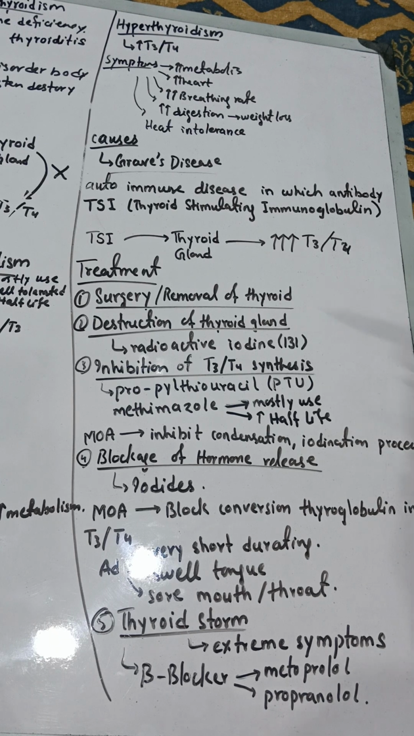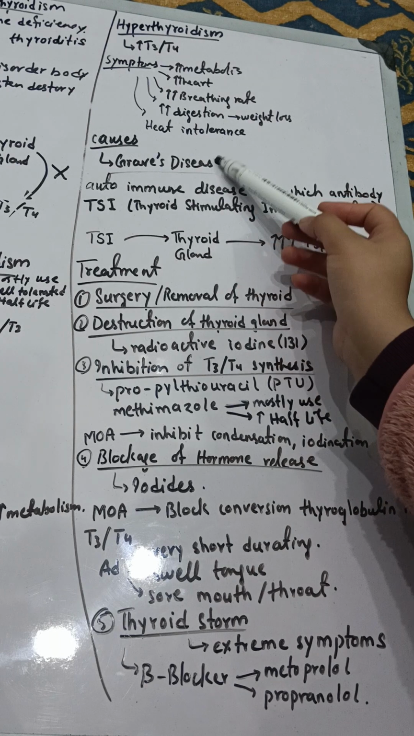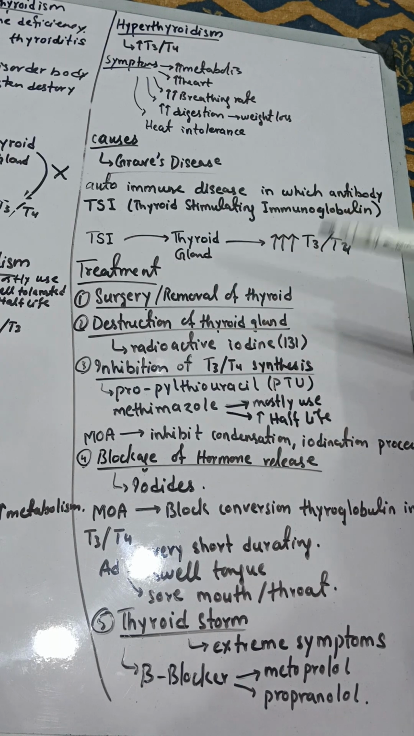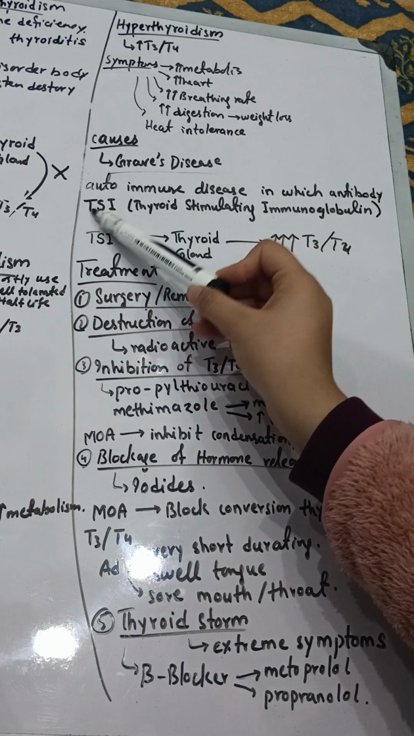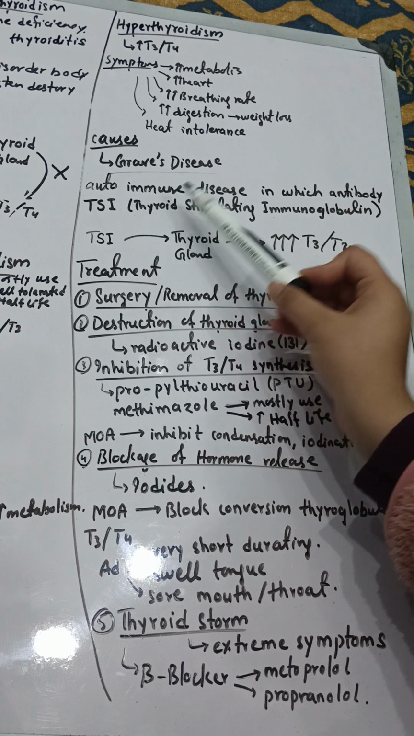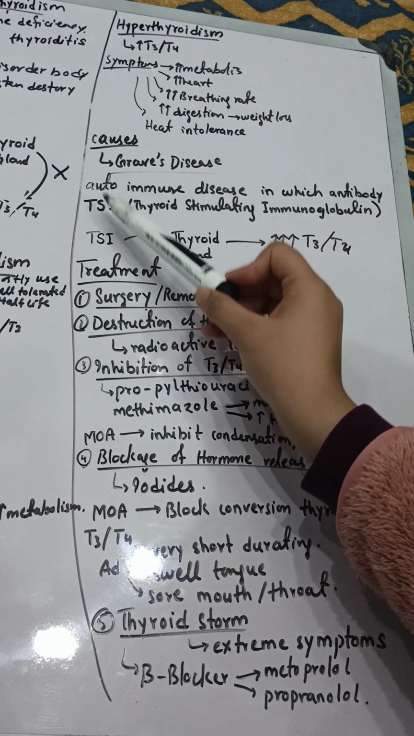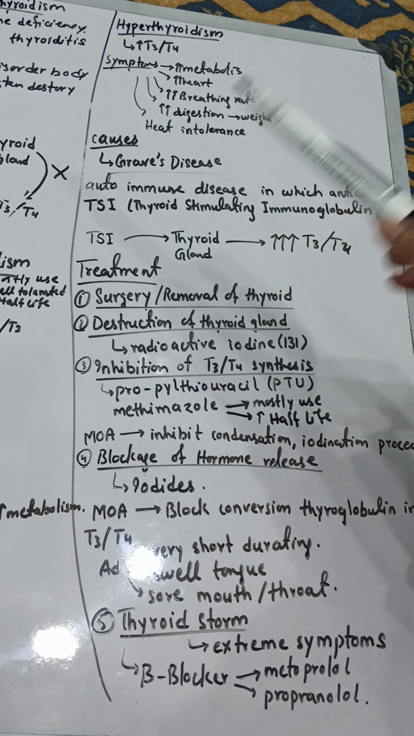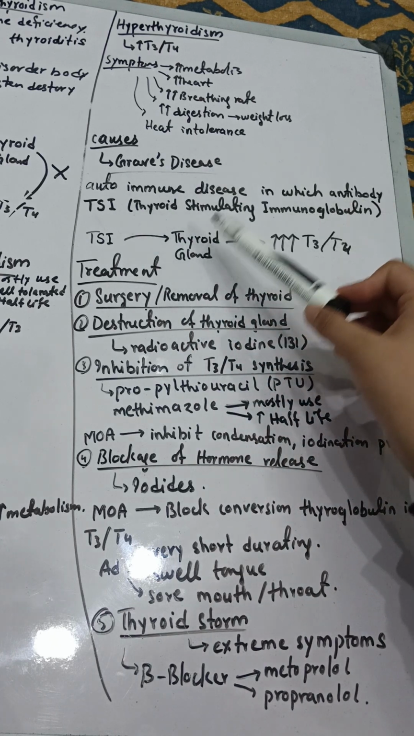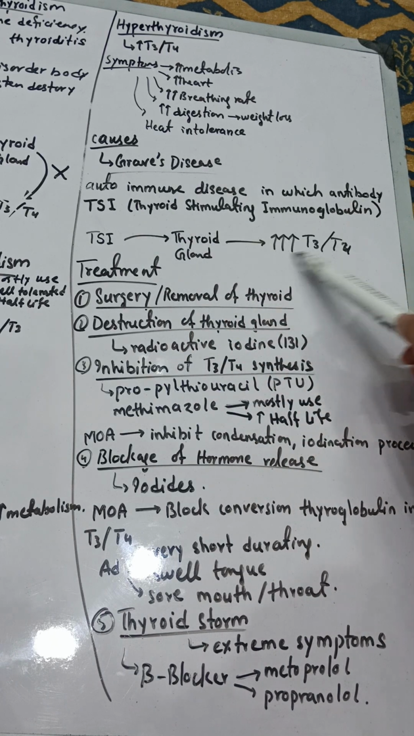Now let's discuss their causes. So they are caused by Graves disease. This is also an autoimmune disease in which the own antibody of your body acts. And what is this antibody? This is the TSI, thyroid stimulating immunoglobulin. This antibody will act the same as TSH is acting. It is stimulating the thyroid gland and causing more and more production of T3 and T4.